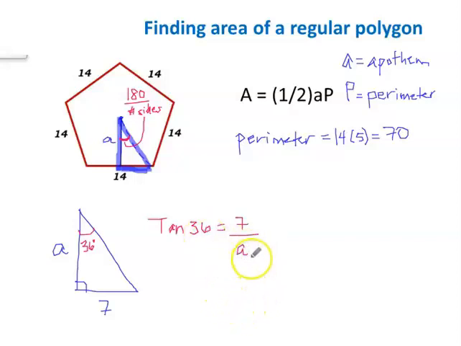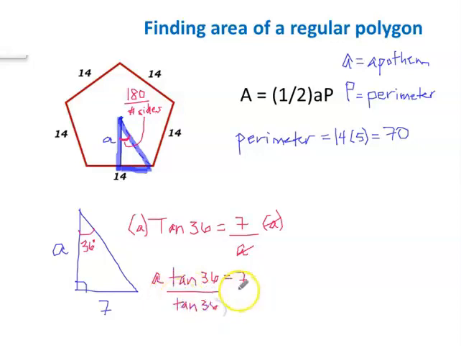We never want to solve for a variable in our denominator, so let's work on getting that out of the denominator. So I'm going to multiply A times both sides here, and that way we get it out of our denominator. Now we've got A times tangent 36 equals 7. And to solve for A, we need to divide each side by tangent 36. Whatever I do to one side, I've got to do to the other side. So I just type in my calculator 7 divided by tangent 36, and you should get A equals, rounding to 2 decimal places, 9.63.